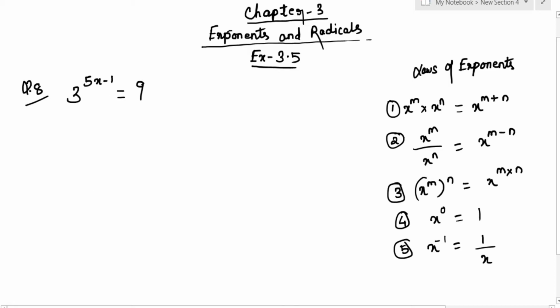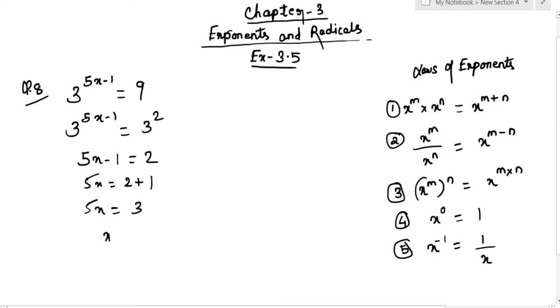Now next is 3 to the power 5x minus 1 equals to 9. So this will remain 3 to the power 5x minus 1 only, and 9 you know that it is the square of 3. Now again the bases are the same, so the power will be equal, that is 5x minus 1 equals to 2, and minus 1 will go that side, it will become plus 1. So 5x will be equals to 2 plus 1 is 3, and the value of x is 3 by 5.